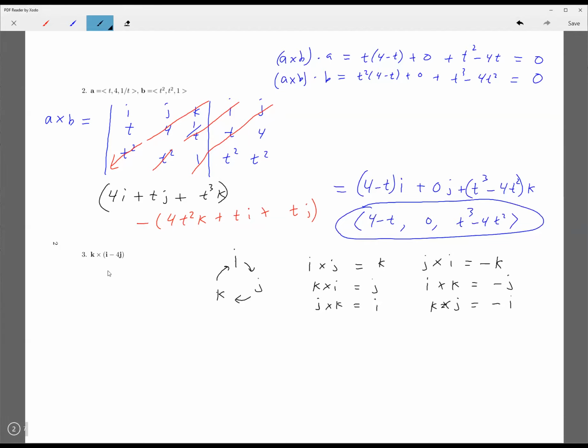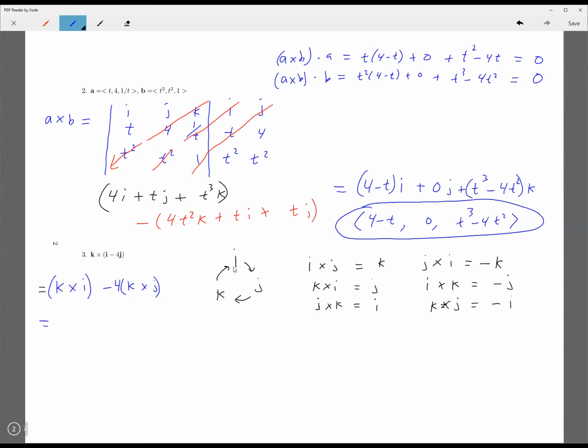Okay, so number 3, we have this expression right here. Distribution works on these. So you have this subtraction right here. This is actually going to be equal to K cross I minus, and then you have this 4 here, and that's K cross J. Or it's actually K cross negative 4J, but the negative 4 can come all the way out right here. So you get that.